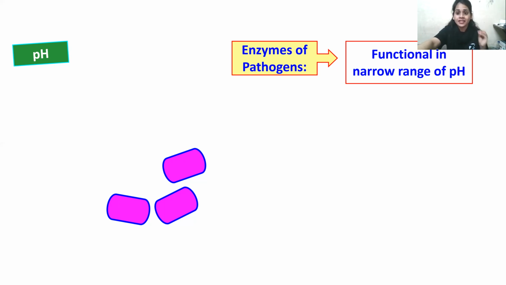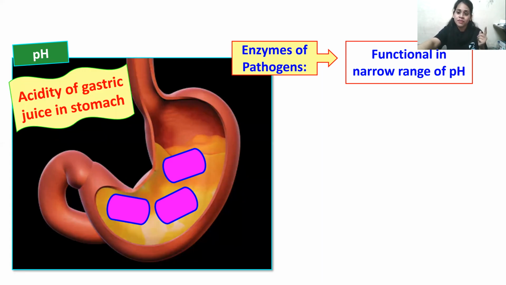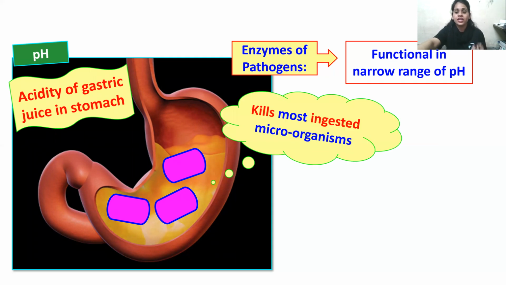Because at this pH level, there are enzymes which are still functioning. They are able to perform their function. But again over here, because of the higher pH, the growth of the microorganism gets inhibited. So here we are going to talk about an example of gastric juice which is present in our stomach. Gastric juice is very, very acidic, right? Because of that acidic nature, it kills most of the ingested microorganisms.